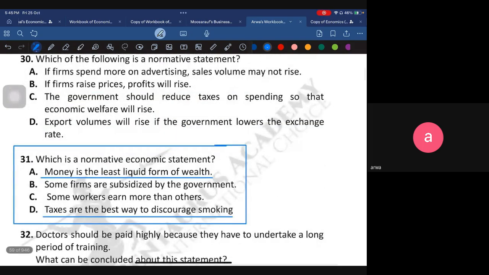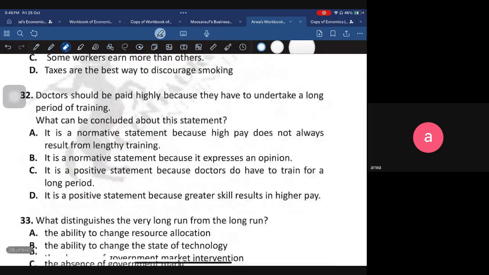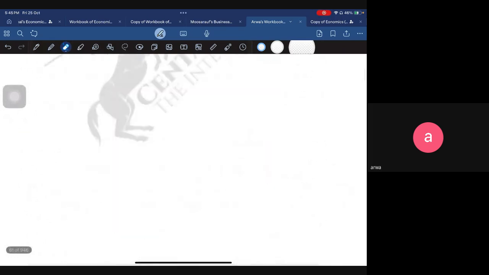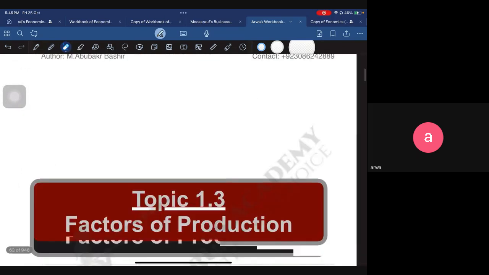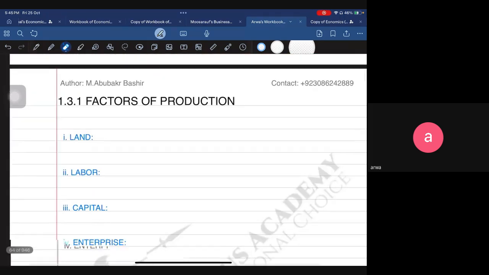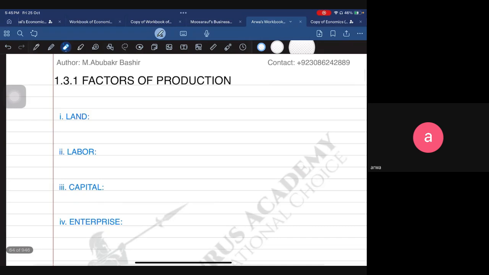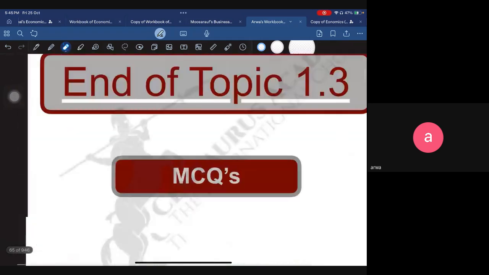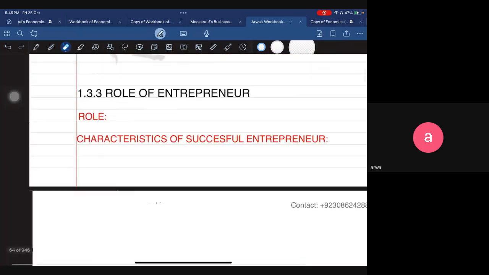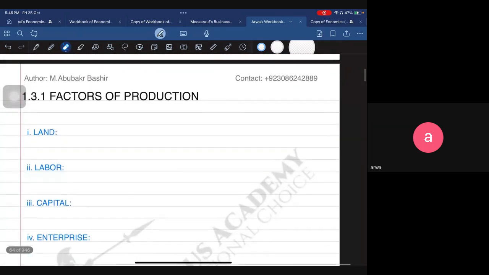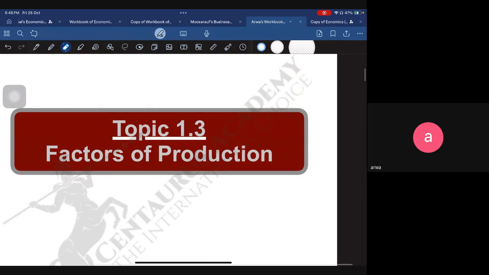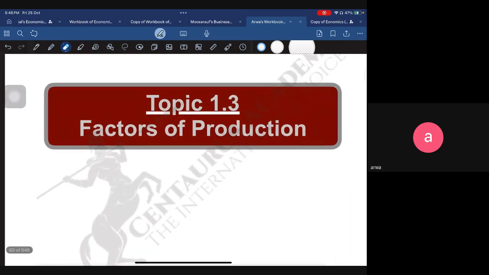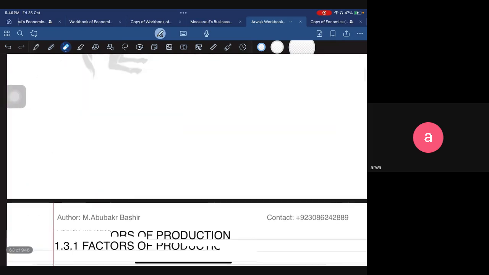Okay, so that's about this chapter. So, how about we give a bit of a start to topic 1.3, factors of production? We'll talk a little bit about this chapter because this is also going to be a very easy and not too lengthy chapter. So let's just start this. The chapter name is Factors of Production, 1.3, Factors of Production.